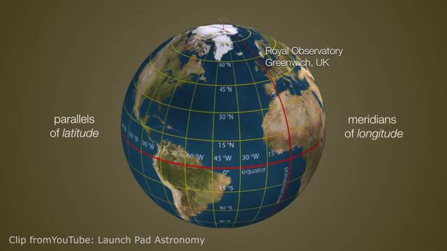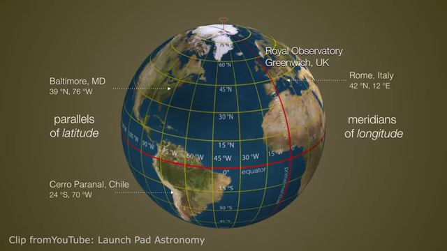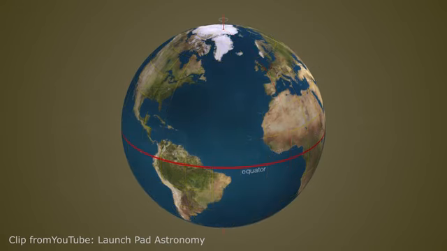So, for example, here in Baltimore, we are at 39 degrees north latitude, 76 degrees west longitude. A southern example would be Cerro Paranal in Chile, that's 24 degrees south latitude or 70 degrees west. And Rome, Italy is 42 degrees north and 12 degrees east. So that places Rome at about the same latitude as Boston, Massachusetts. Now, that is how we define every location on Earth. And we're going to use an analogous system to define every location in the heavens.